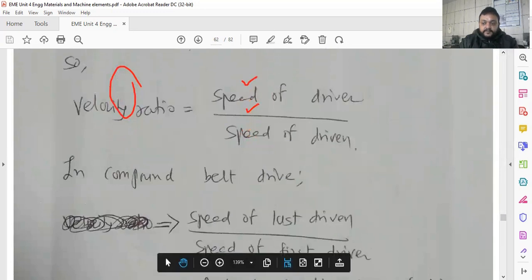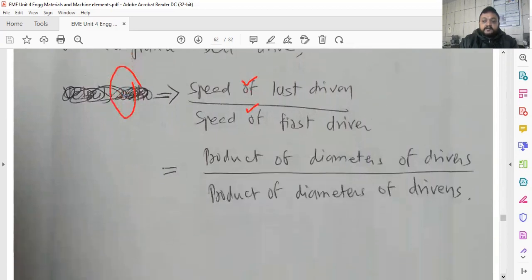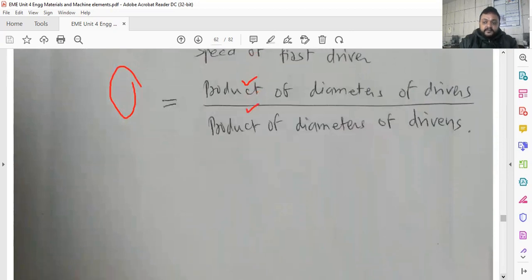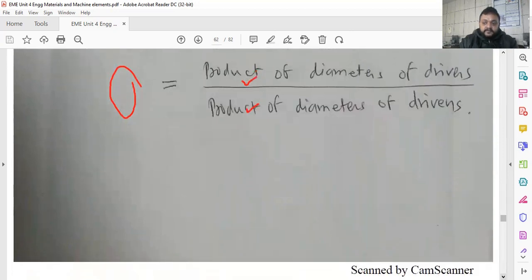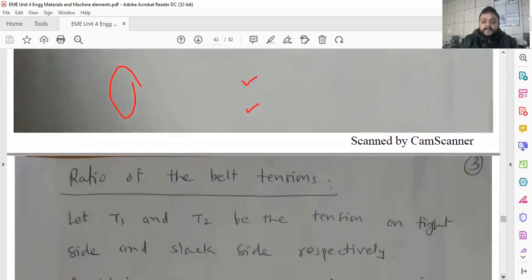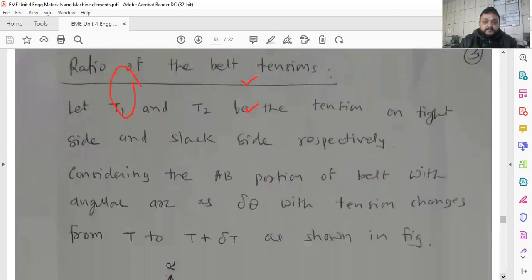Okay, velocity ratios. So in a compound belt drive, you have to keep in mind the product of the diameters of all the drivers divided by the product of the diameters of all the driven, or driven by driver, vice versa. So speed is inversely proportional to the diameter of the pulley here.